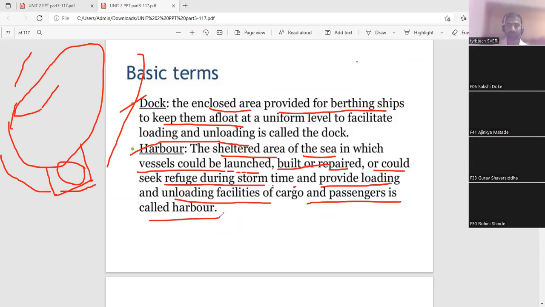In the harbor, the area is protected. All the ships will come and take shelter during a storm, and launching, repair and building will take place. It means the manufacture of the ship will take place at the harbor site only. Any repair of the ship will take place at the harbor only. Loading and unloading of cargo and passengers also takes place in the harbor.